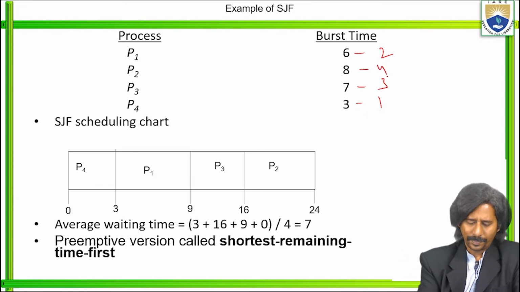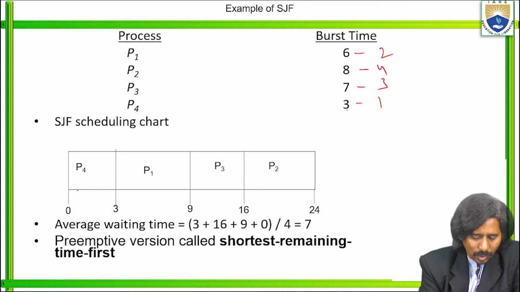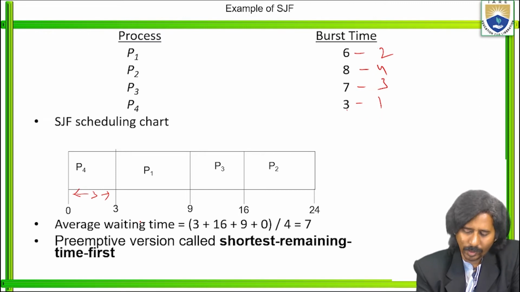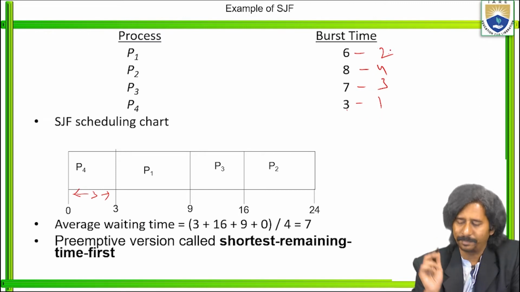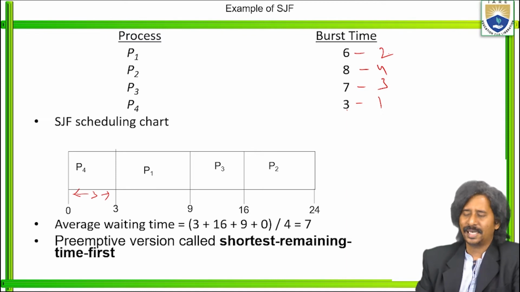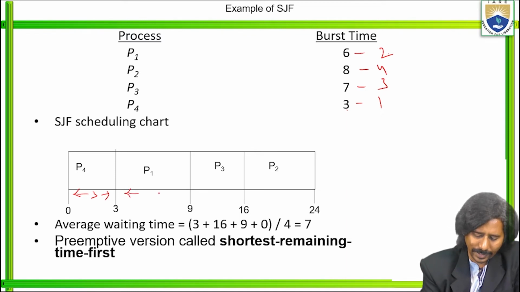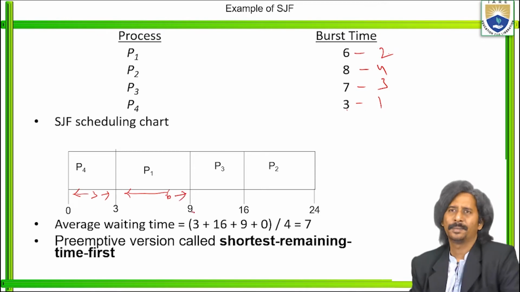See here, P4 starts, and what is the total time it takes to execute? 3 milliseconds. So P4 takes 3 milliseconds. After 3 milliseconds, who is waiting in the ready queue? P1, because it has a 6 millisecond burst time. So from here it takes 6. So 3 plus 6, 9.